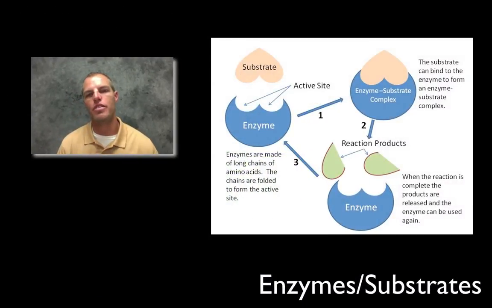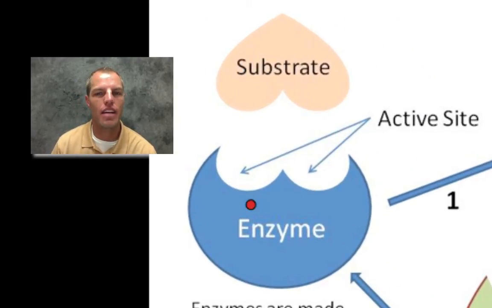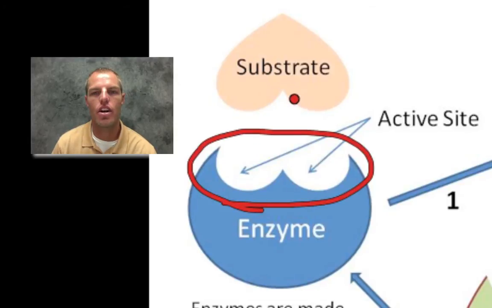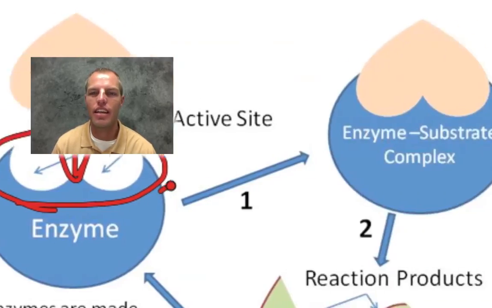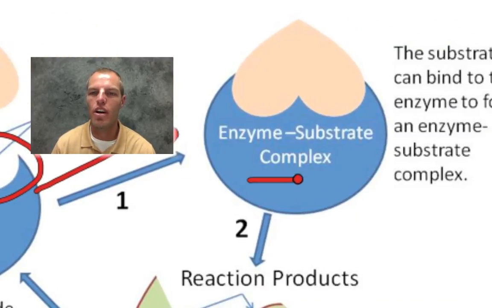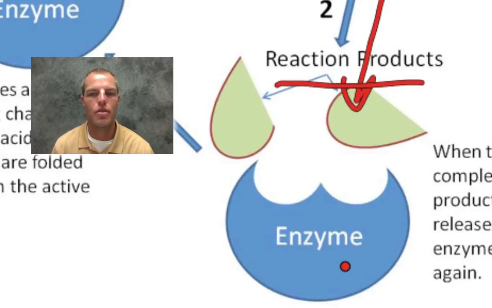Just to bring up this picture, you can see this enzyme here has these little active sites. This little space right here is where a substrate will attach. A substrate is just anything that an enzyme is acting upon to help speed up a reaction. Substrates will attach here, and then it's going to form what we call an enzyme substrate complex, and then it's going to produce our products. Those products will be released from this reaction.